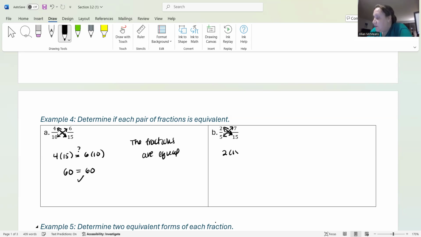We have 2 times 15, and we want to know, does this equal 5 times 7? Okay. Well, 2 times 15 is 30. So either use a multiplication table or a calculator if you're unsure of that. But then 5 times 7 is 35. So we have these cross products that are not equal. And in math, when we want to say not equal, we do a regular equal sign, but we put a little diagonal slash through it. So this means not equal. If the cross products are not equal, the fractions are not equal. So we would say the fractions are not equal.